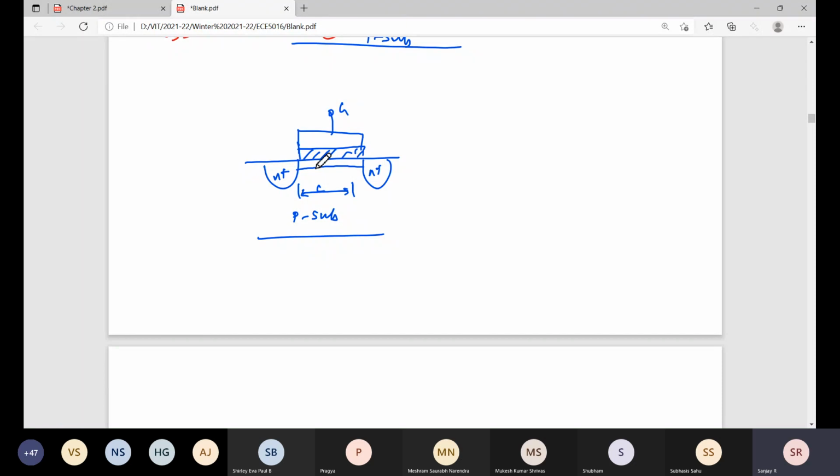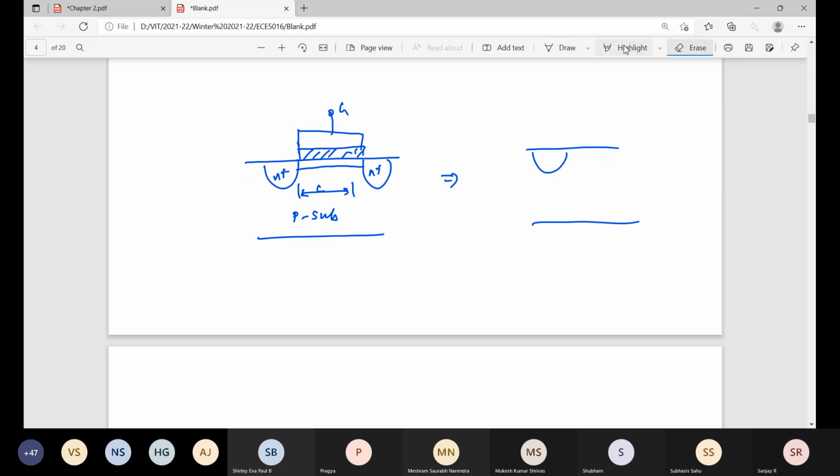But practically what happens? There will be channel overlapping. That means practically after fabrication, the gate will come. So now you can see here ideally L, but practically L will be reduced by this overlapping. Let the overlap be del L. So the actual channel length is L minus del L. This is called L dash. So this is some overlapping, channel length overlap with the gate.